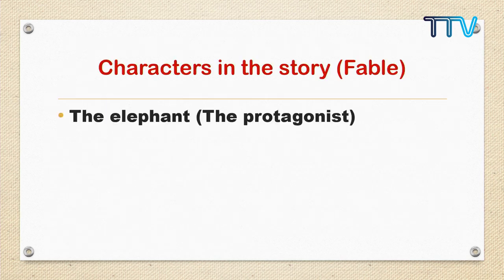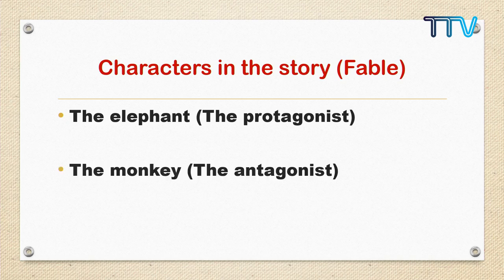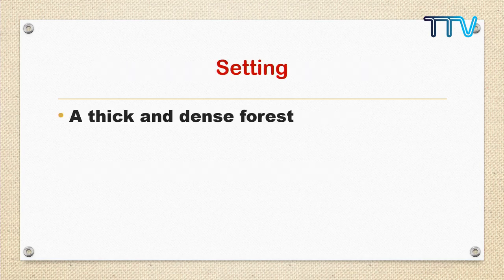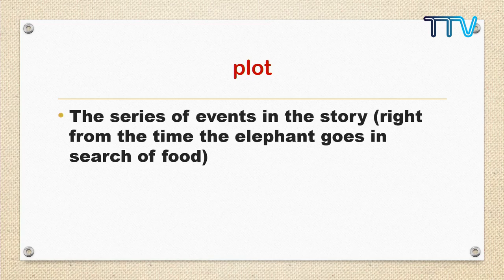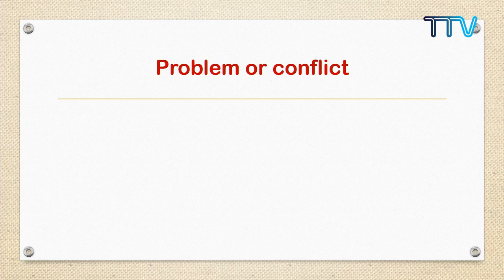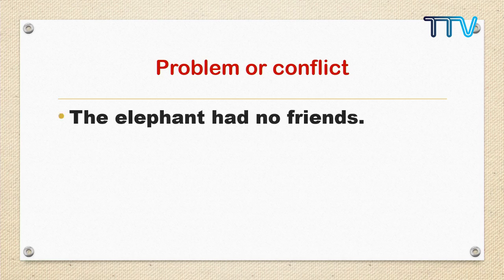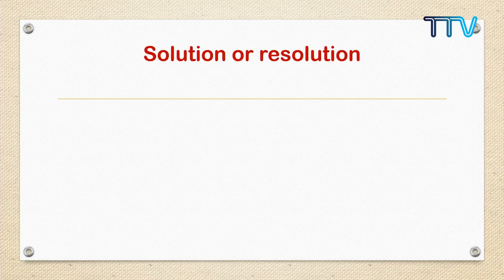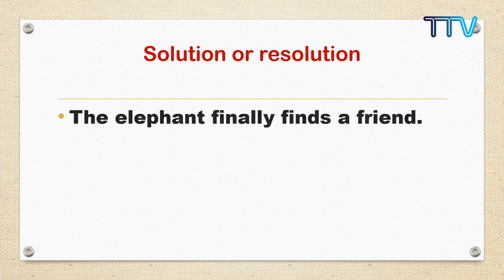After the session was over, I discussed the protagonist, the main character of the story. The monkey was the antagonist, the negative character. Then the setting was the thick and dense forest, once upon a time. The series of events in the story, that is the plot, was the elephant going in search of food. And what was the problem in the story? The elephant had no friends. And what was the solution? Finally he finds a friend.